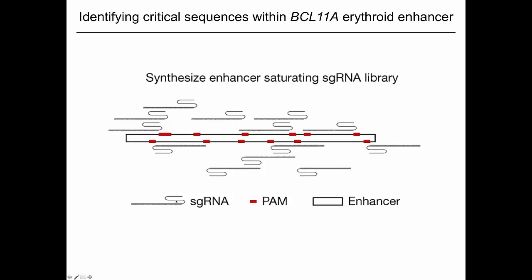So this is drawn to linear scale for a prototypical 100 base pair enhancer element, and the design of guide RNAs is restricted by the presence of the protospacer adjacent motif, which in the case of Cas9 is NGG. So in a 100 base pair stretch, there's about 13 of these PAM motifs. So then we could design 13 guides on average per 100 base pair stretch.